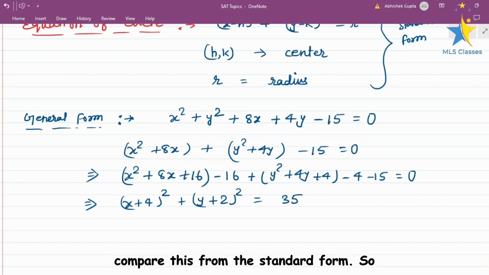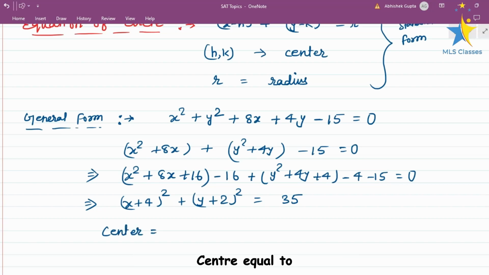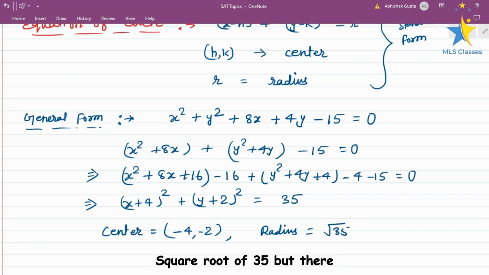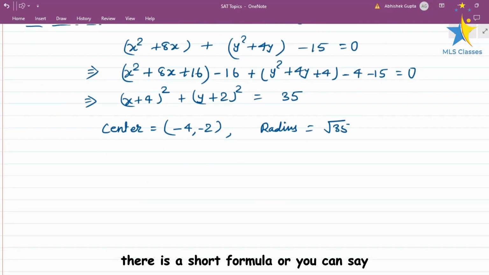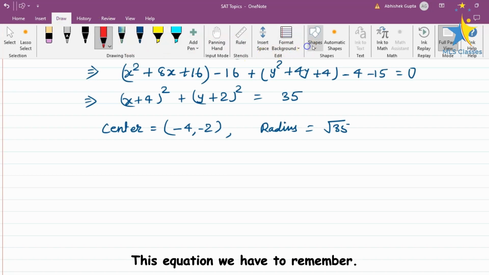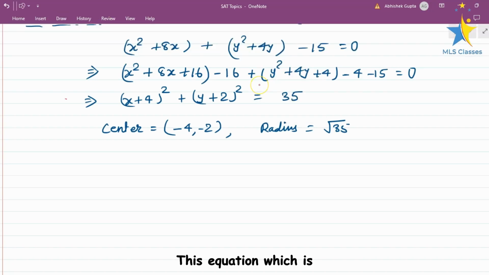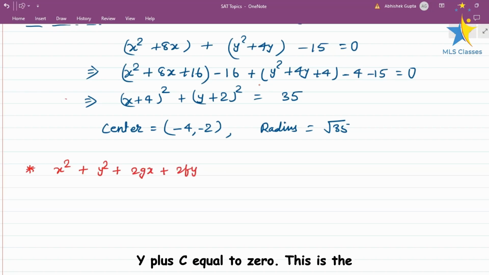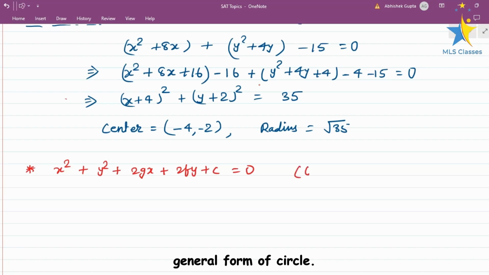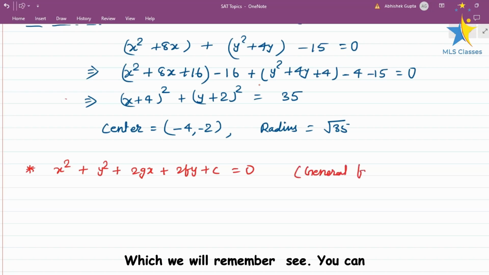Now we can compare this with the standard form. So we get center equal to (negative 4, negative 2), whereas the radius will be equal to square root of 35. But there is a short formula, or you can say a trick, for finding this, which is this equation. We have to remember the equation x square plus y square plus 2gx plus 2fy plus c equal to 0. This is the general form of a circle, which we will remember.